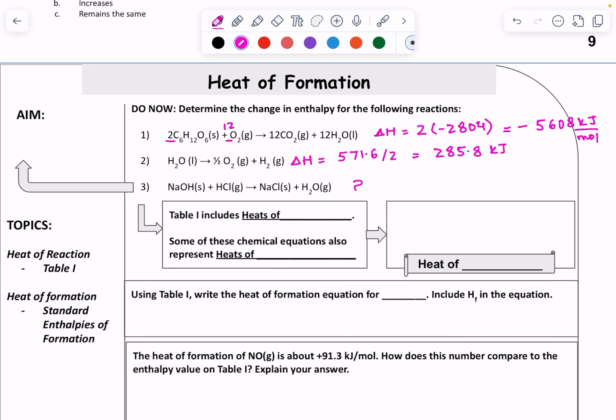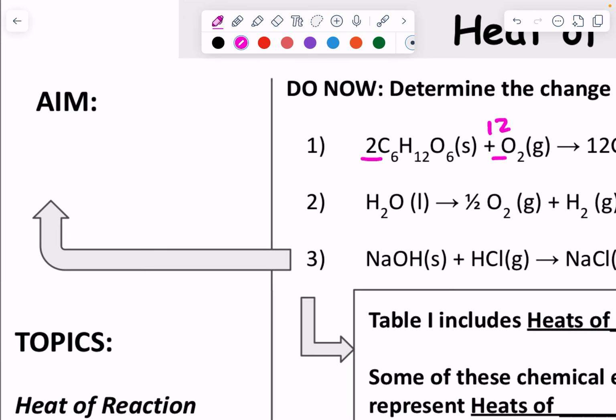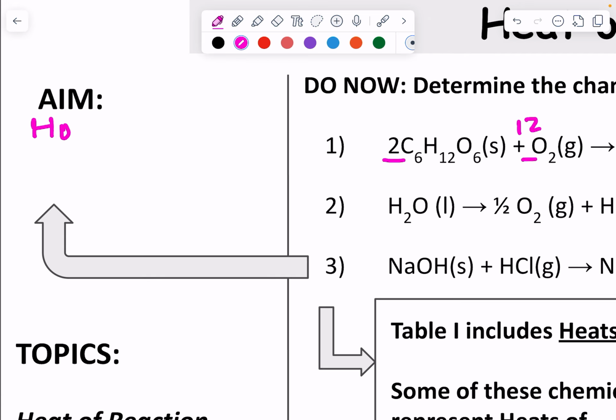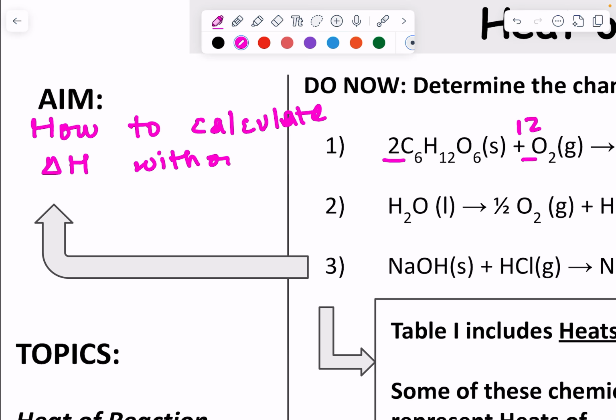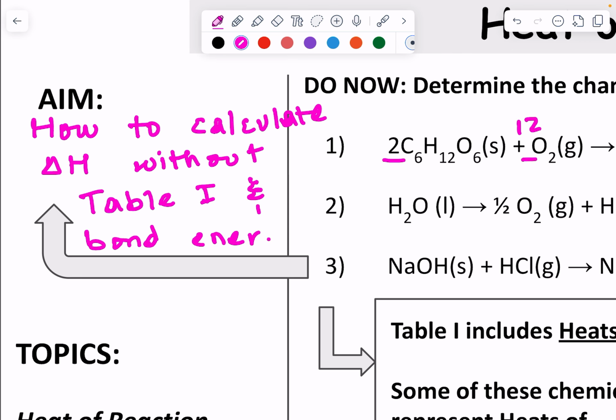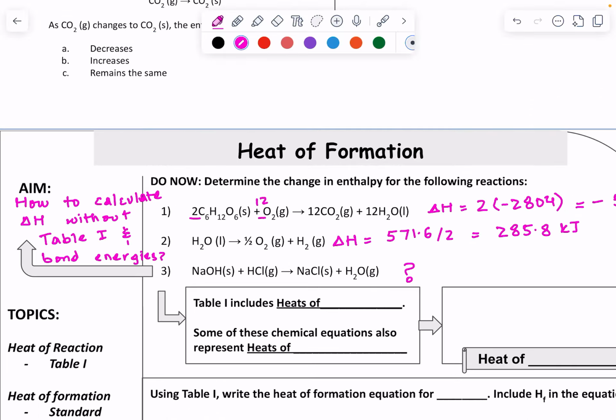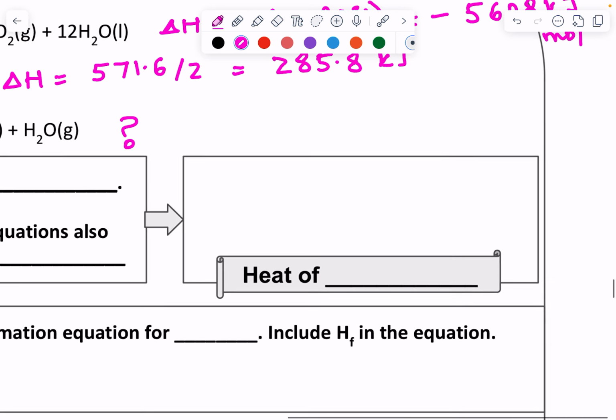So because for this question we don't have the bond energies, and this is not on Table I, that gives us the aim for the lesson, which is how to calculate delta H without these two things. So we're going to do this without Table I and the bond energies. So your answer is we are going to use something else, a different type of number, which is called the heat of formation. And in theory, this is the opposite of your bond energy.